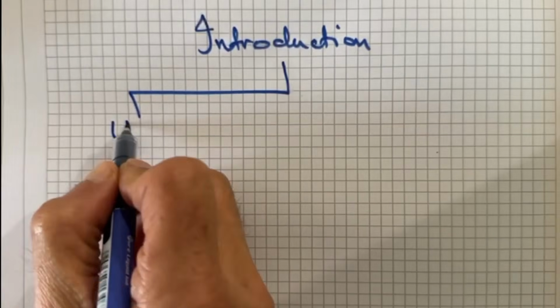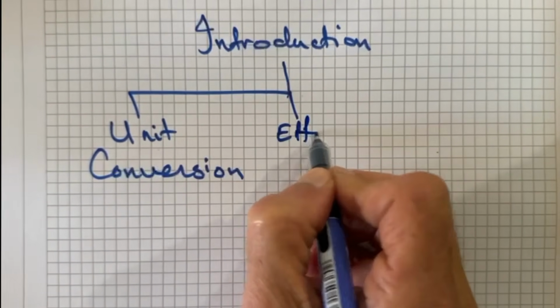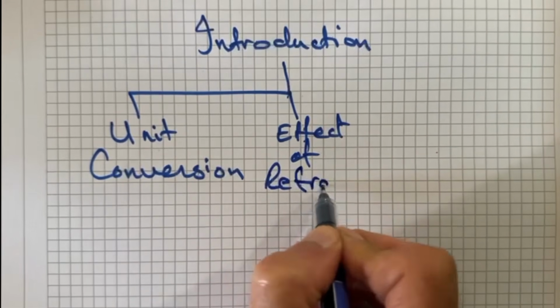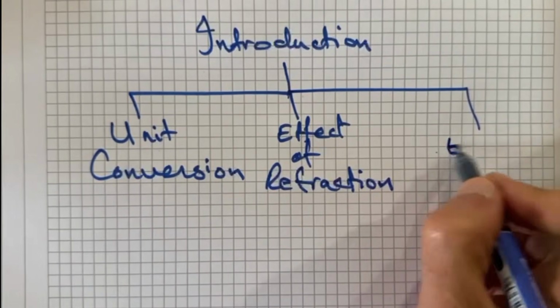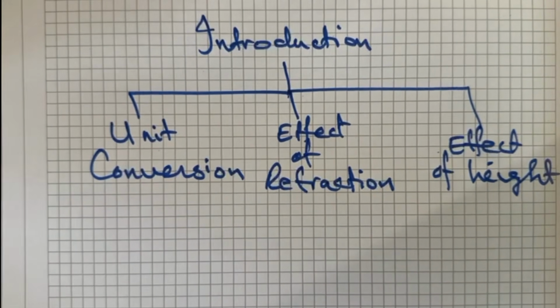This episode will cover conversions of units in astronomy calculations. It will explain the effect of atmospheric refraction on observations, and will also explore how an observer height can change the results of calculations. Let's begin.